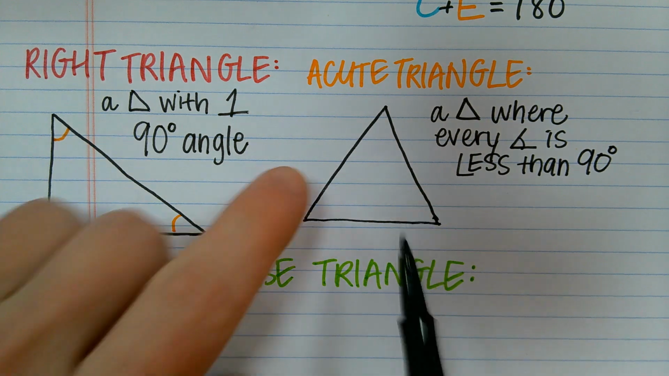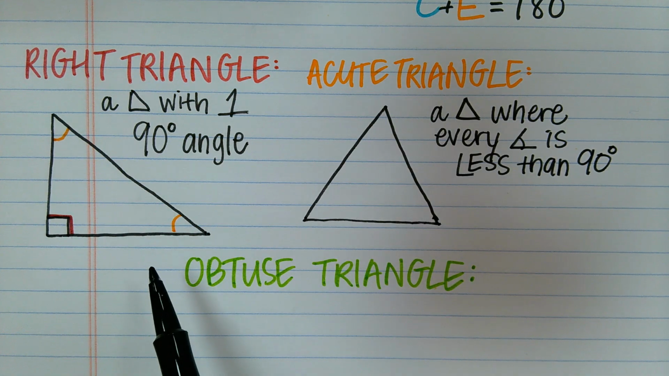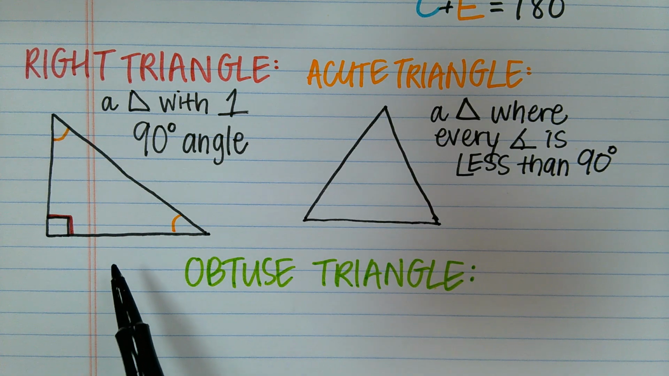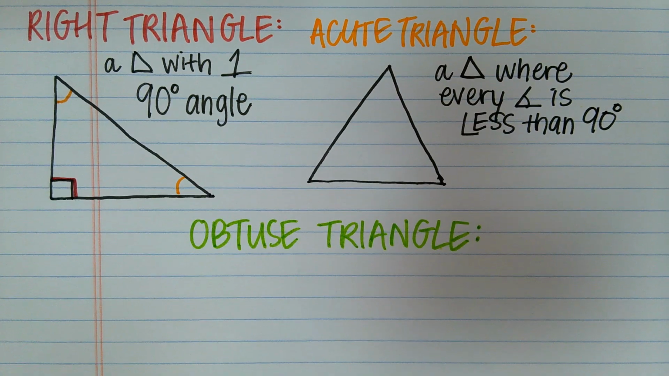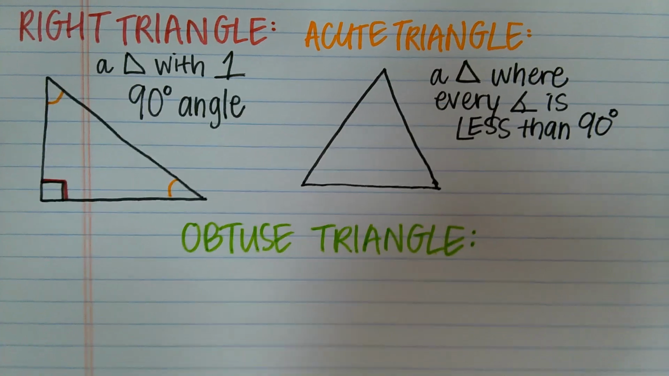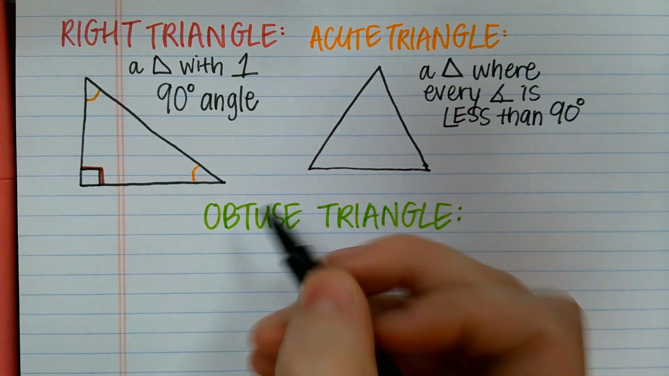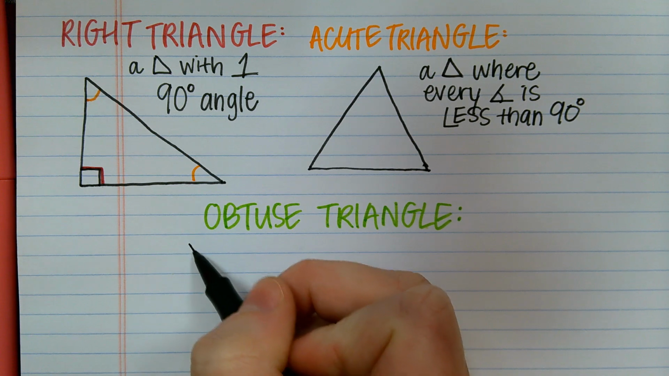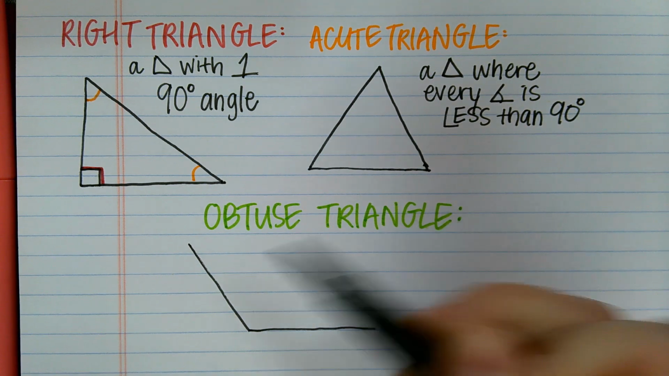Because as soon as one of the angles becomes 90 degrees, you have a right triangle. And as soon as one of the angles is bigger than 90 degrees, what do you think that kind of triangle would be? An obtuse triangle. So that moves us to obtuse. I want to draw an obtuse triangle. Looks kind of like this.